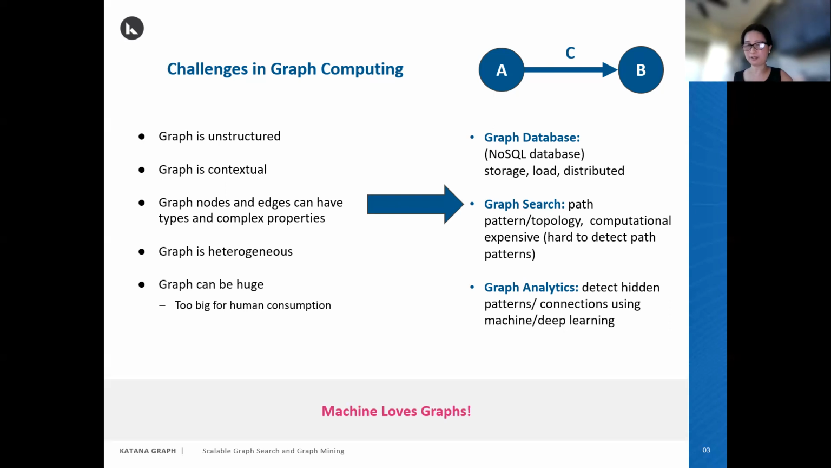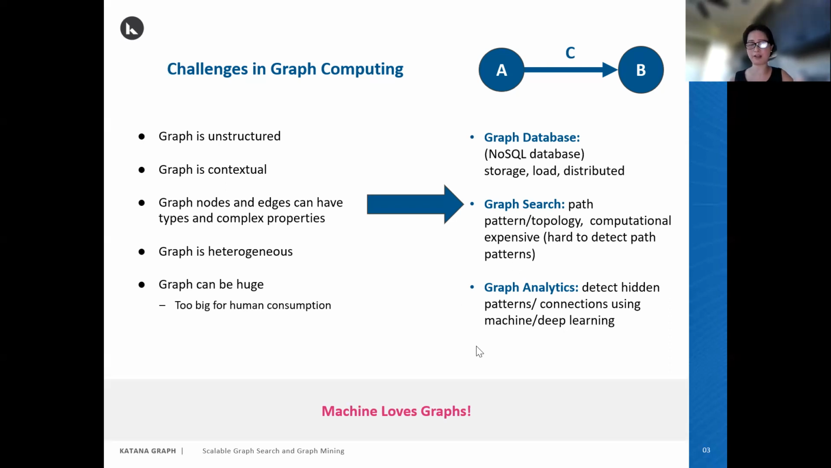And graph analytics, which goes beyond graph search, actually helps you detect hidden patterns, especially path patterns, so that you can do downstream tasks like link prediction, node classification, or graph clustering.